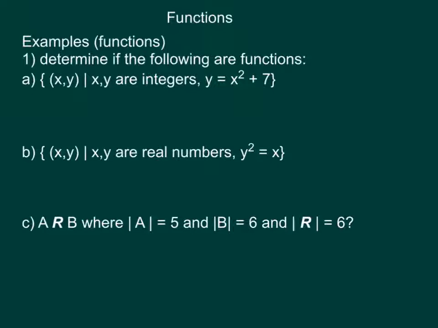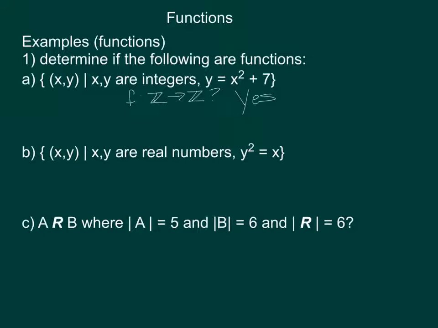An example problem, determine if the following are functions. Our first example is x-y pairs, where x and y are integers, and y equals x squared plus 7. So is this a function from the integers to the integers, since x and y are supposed to be integers? And the answer is yes. For every value of x, you get exactly one value of y.